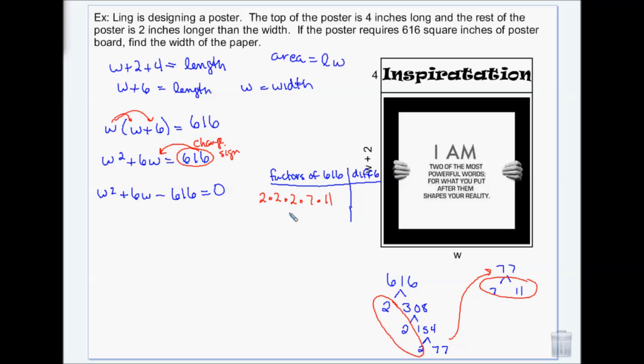7 and 4 is 28, right? And 2 and 11 is 22. That has a difference of 6. So I found it by using my primes. Did that make sense? Okay, so this is going to factor to W plus 28 times W minus 22.